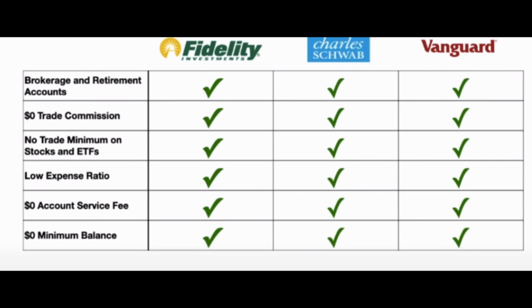Now I want to start off by saying that all of these are great platforms that you can use. They all provide low expense ratios, they all have zero brokerage fees, and they also have no minimum balance to open up an account. Those are the similarities, so let's go over the differences. And I want to start off with Charles Schwab.